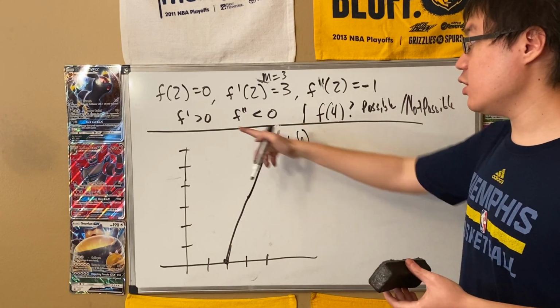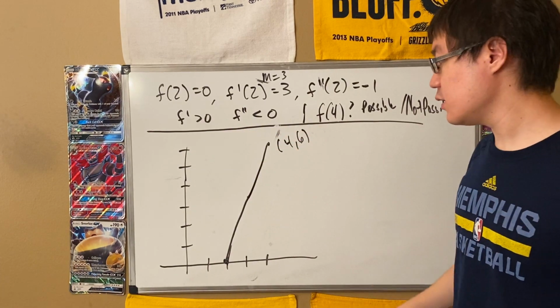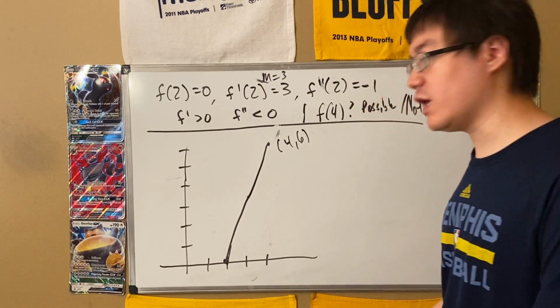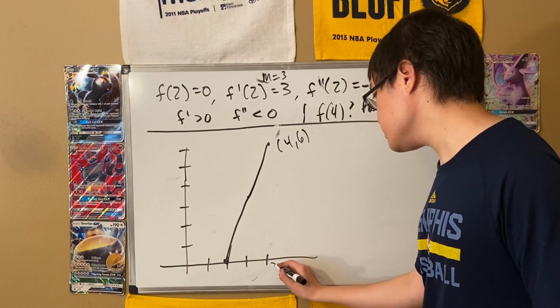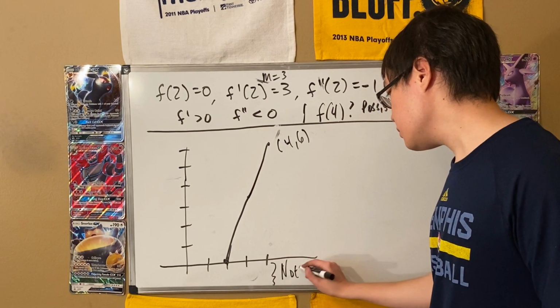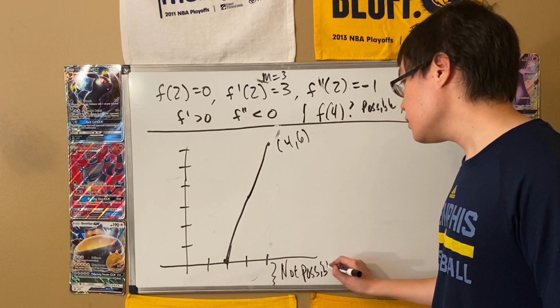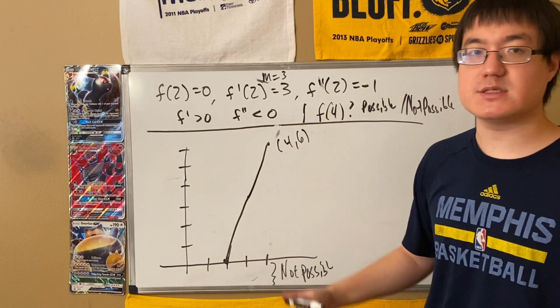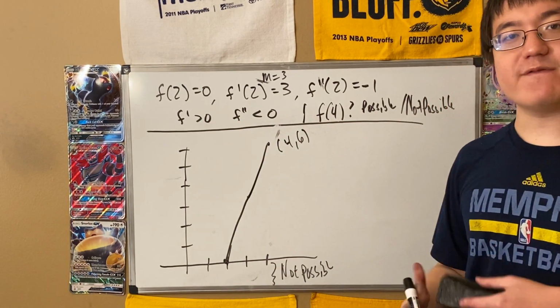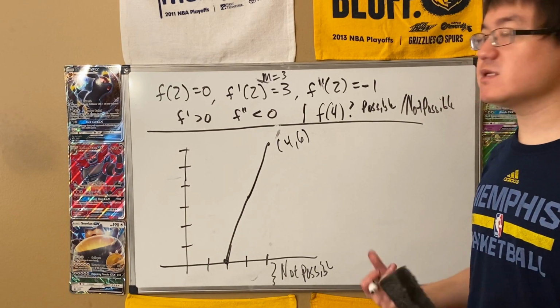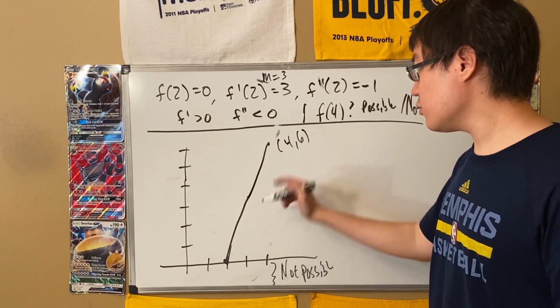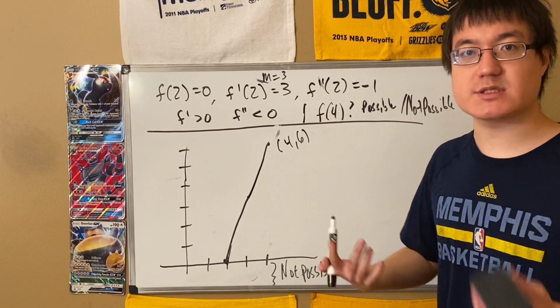So first off, we know that f prime is positive everywhere. What does that mean? That means that the function is increasing. So an easy way to rule out some values is to know that all of these values are not possible. If we start at the point 2, 0, we cannot go down because f prime is positive. Then we have the fact that f double prime is negative. That means that f is concave down, since f double prime is negative.